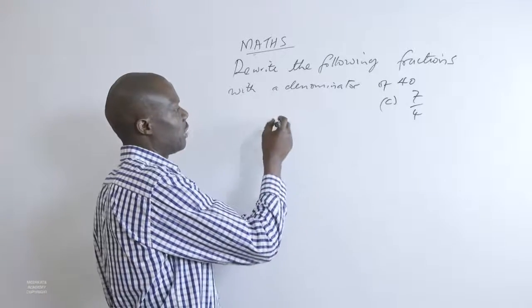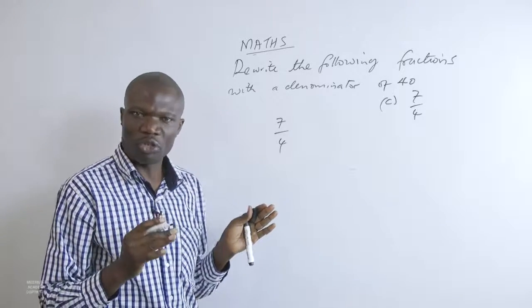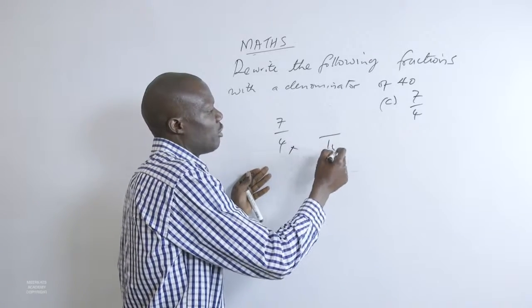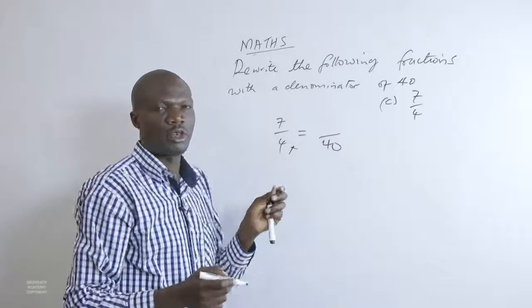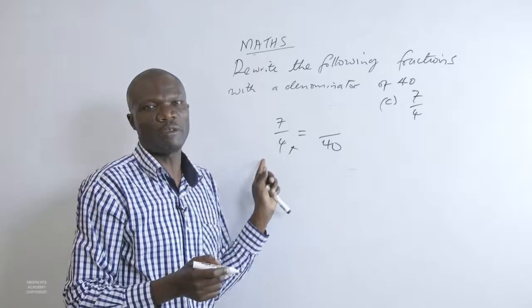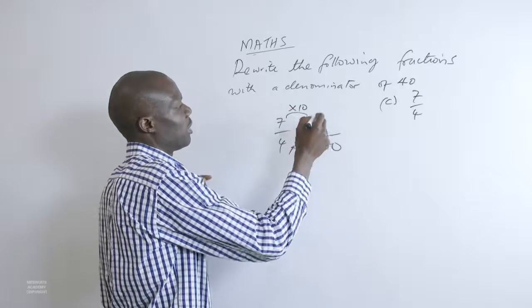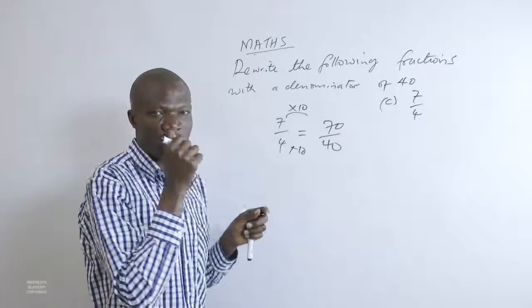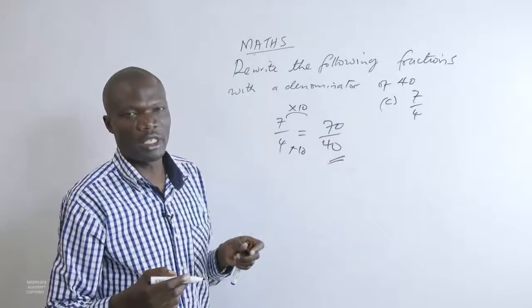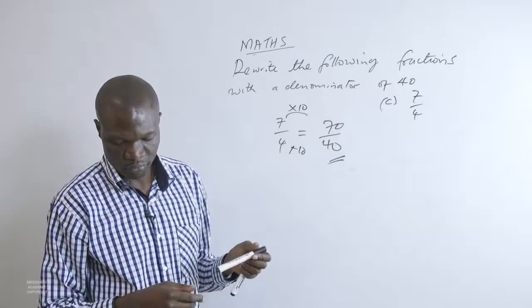Lastly, we have 7 over 4, and we want to make the denominator 4 to be 40. What will happen to 4 so that you get 40? You realize that 4 times a number equals 40. So 40 divided by 4 gives us the number we want, which is 10. So we multiply up here by 10 and this is the same as 70 over 40. 70 over 40 is an equivalent fraction of the improper fraction 7 over 4.